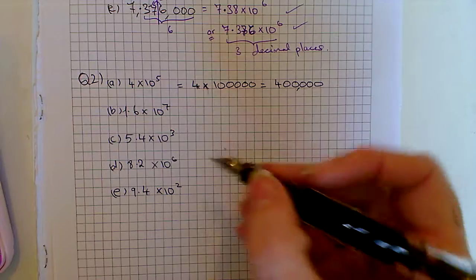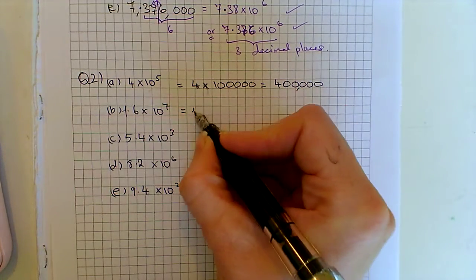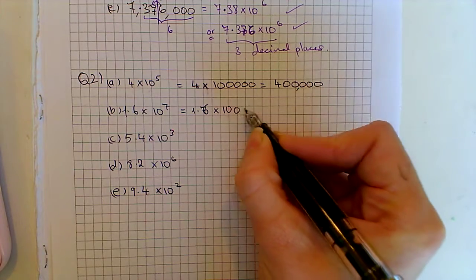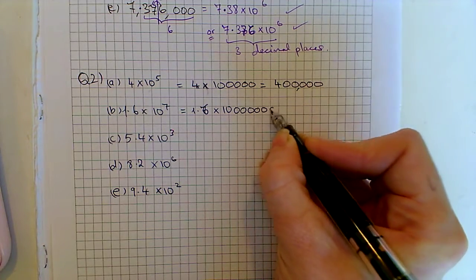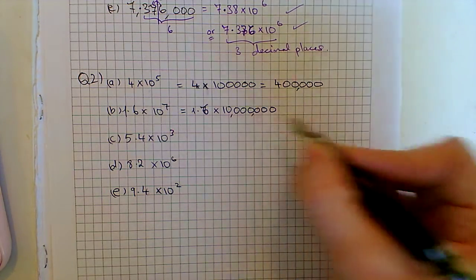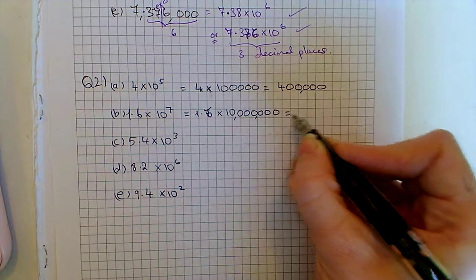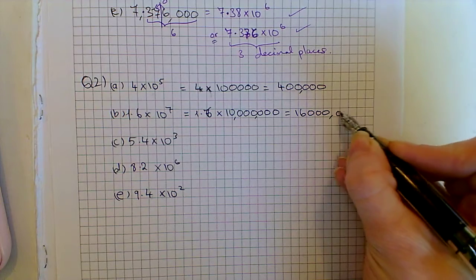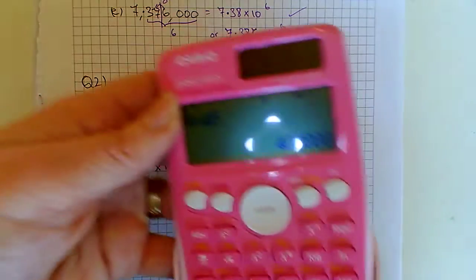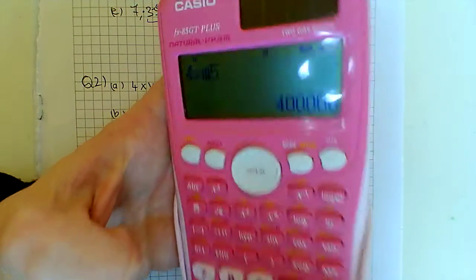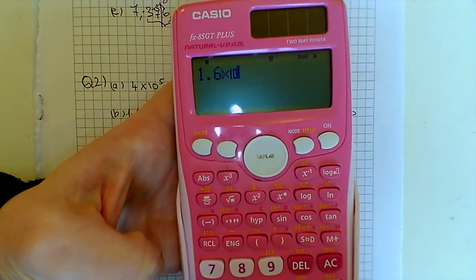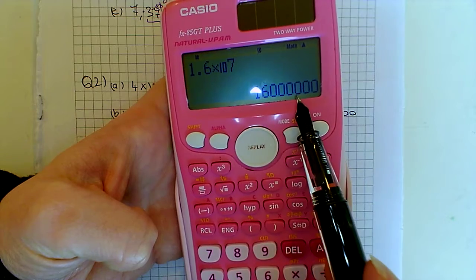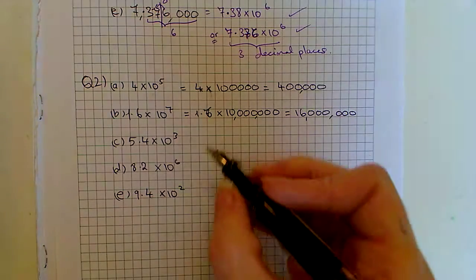If you want to, you can always do this. This will be 1.6 by 1 with 7 zeros afterwards. So that's going to be 16 and then another 6 zeros. But you can use the calculator as well, although it doesn't put in commas. So 1.6 by 10 to the power of 7. 16 and then 6 zeros afterwards.